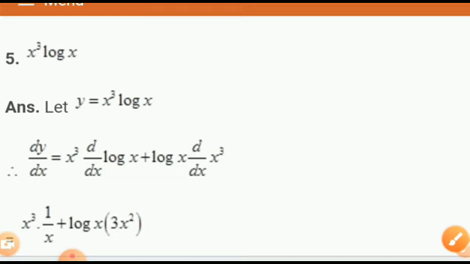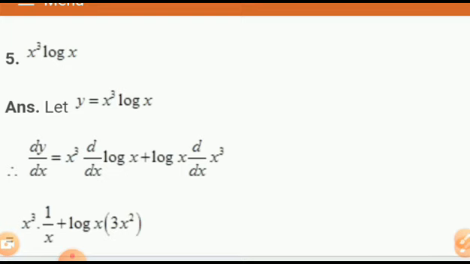Then I have to find again d2y by dx square of x cube into log x. Okay, x cube into log x, I'll be considering that as y. Is it the product rule? Yes. So make use of u into v form.